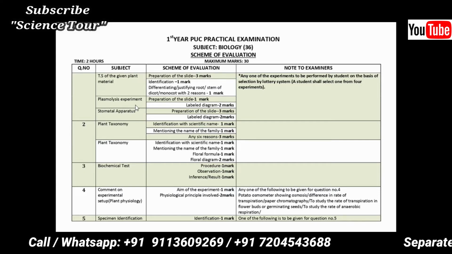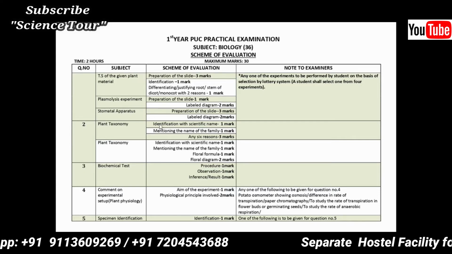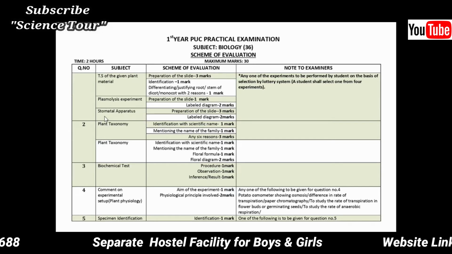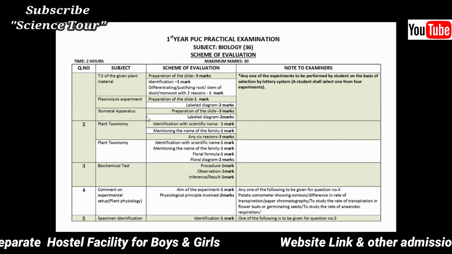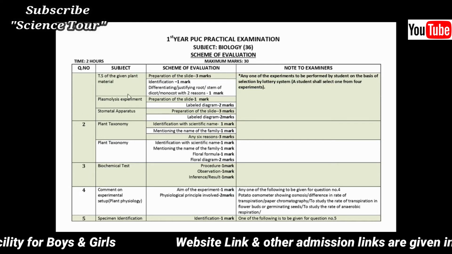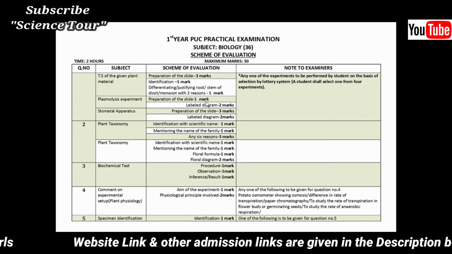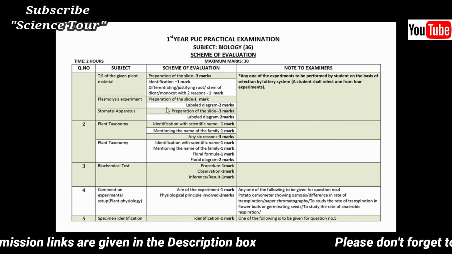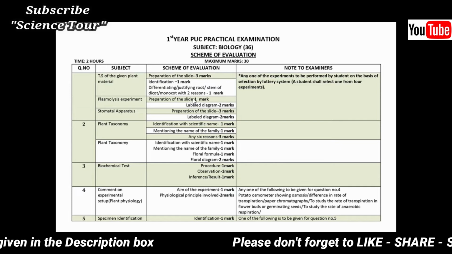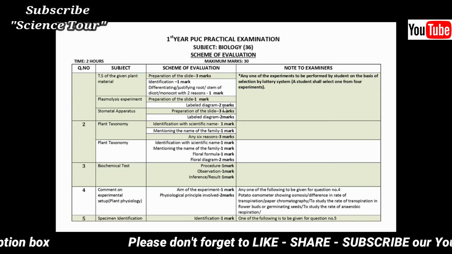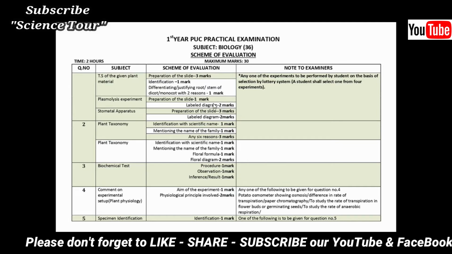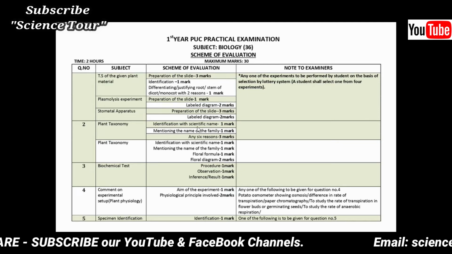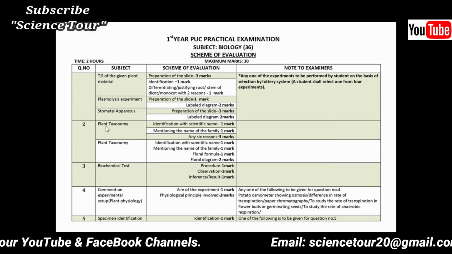Similarly, plasmolysis experiment, preparation of the slide 1 mark, labeling the diagram 2 marks. Actually, preparation of the slide you have 3 marks, not 1 mark. So 3 plus 2, 5 marks. Got it? Then the stomatal apparatus. Here also, preparation of the slide 3 marks, label diagram 2 marks.